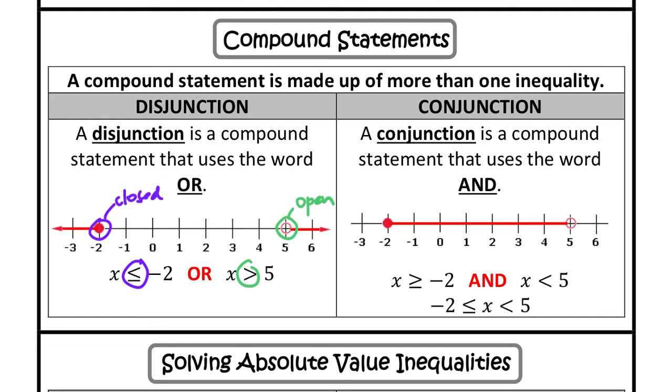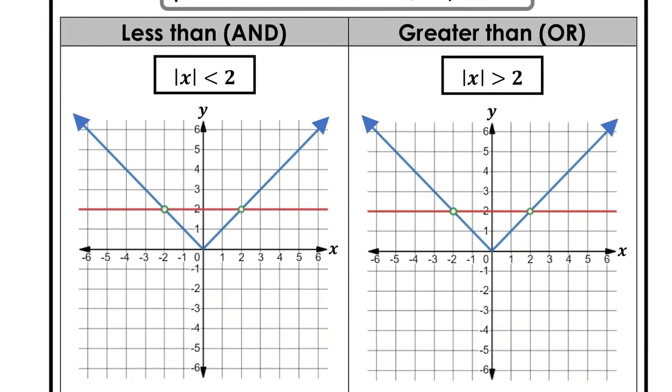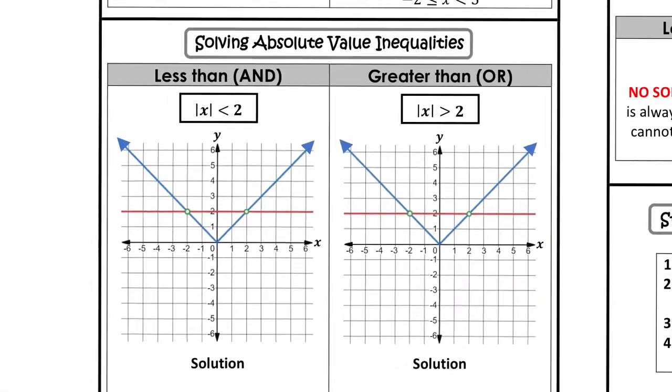And again, this is closed because the inequality has an equal to, and at the 5 it's open. Okay. Let me zoom out here.